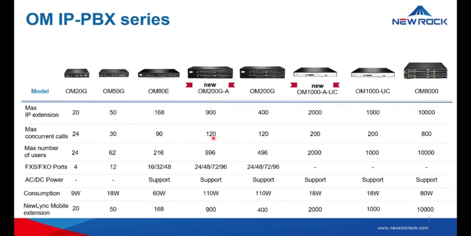Now, if you require more than 1,000 or 2,000 users, we have our OM1000UC. Maximum number of users is 1,000 and maximum concurrent call is 200. And if you want to double the capacity, we have our OM1000A, with a maximum of 2,000 users and maximum concurrent calls also 200. Now, if you require it for large enterprises, we have our big brother, the OM8000. Maximum number of users is 10,000 and maximum concurrent call is 800.